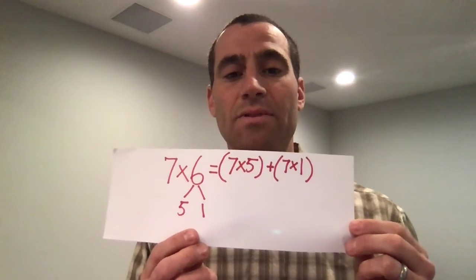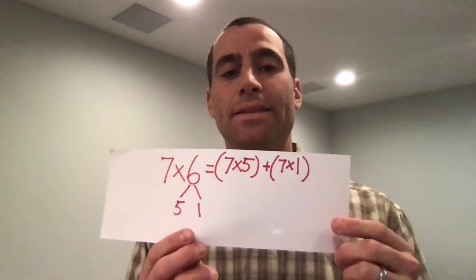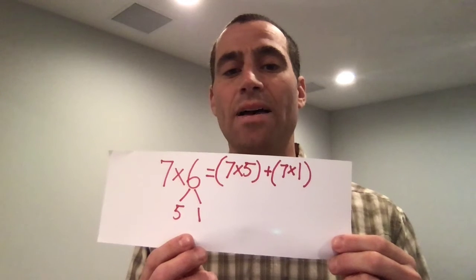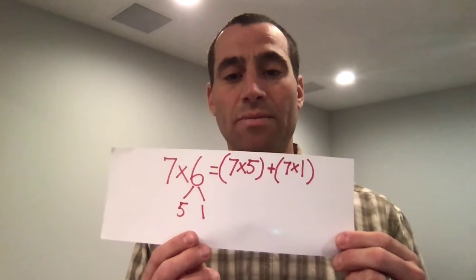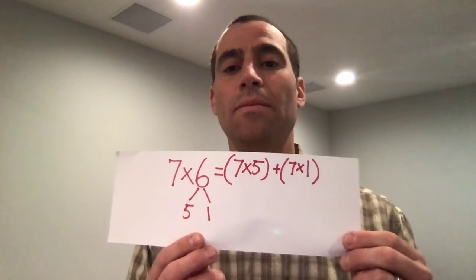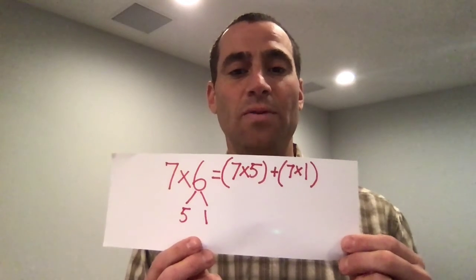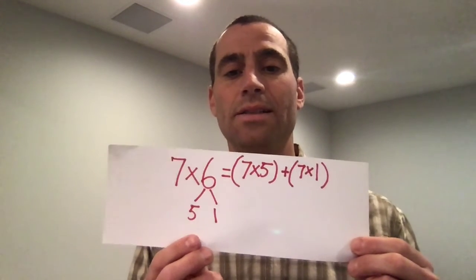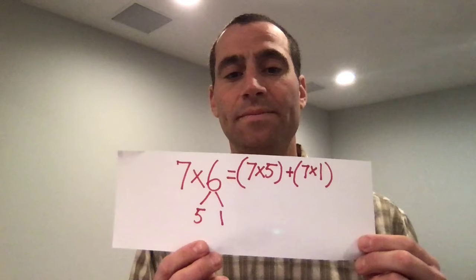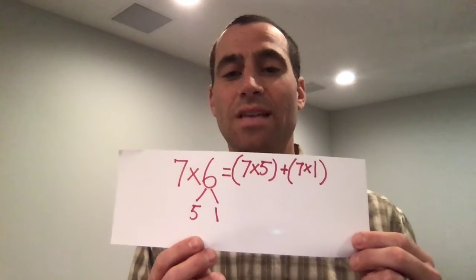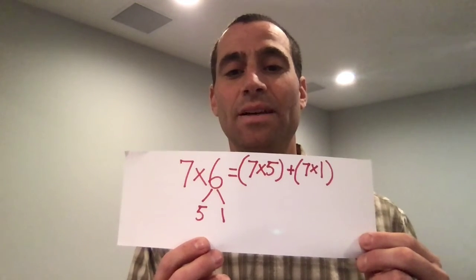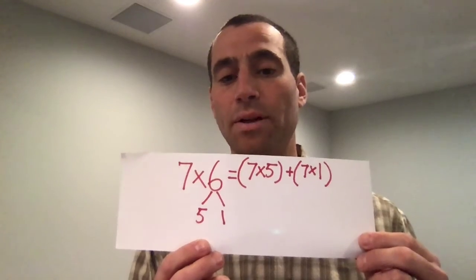So now 7 times 6, don't know it, but 6 is composed of a 5 and a 1. I do know 7 times 5, and I do know 7 times 1. 7 times 5 is 35, plus 7 times 1, which is 7. So therefore 7 times 6 is the same as 7 times 5 plus 7, or 35 plus 7.